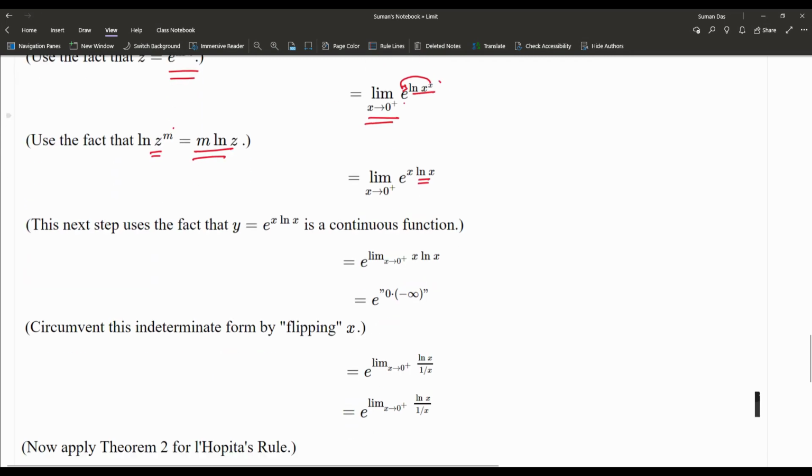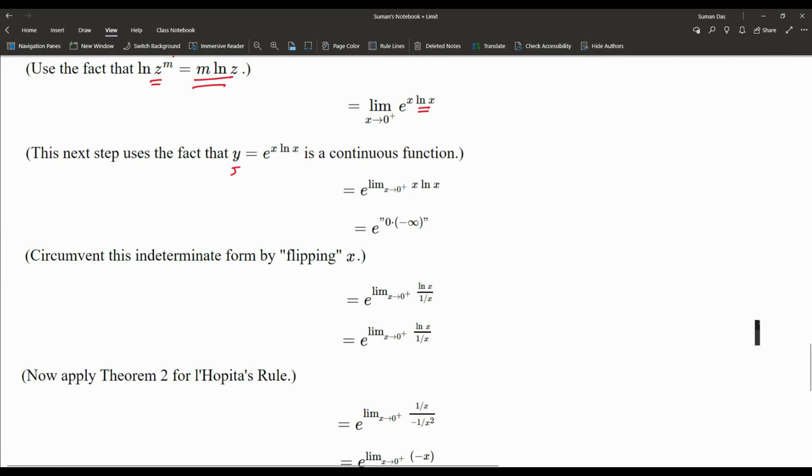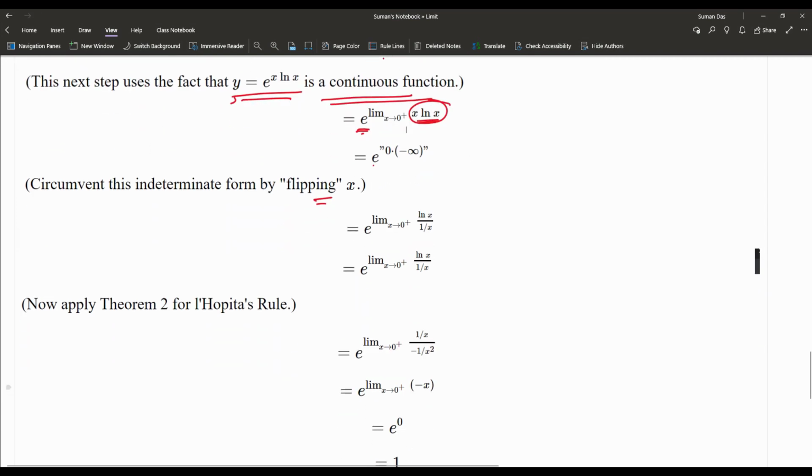Now the next step, we are getting that y is equal to e to the power x log x is a continuous function. So we may write like that, e as a constant, so limit x tends to 0 plus of e to the power x log x can be written as e to the power limit x tends to 0 plus x log x, and that is e to the power 0 into minus infinity form. Now that form has already been checked previously. Log x has been taken as numerator and we are flipping the x as 1 by x.